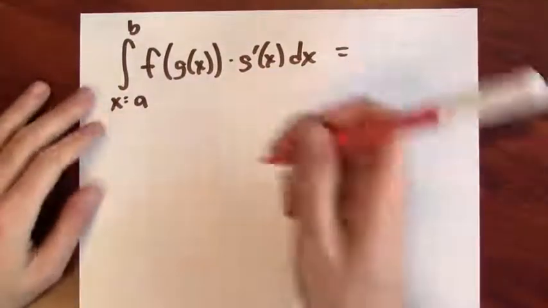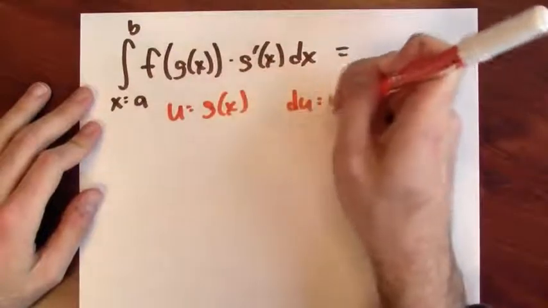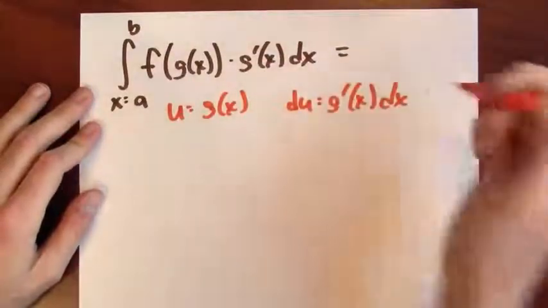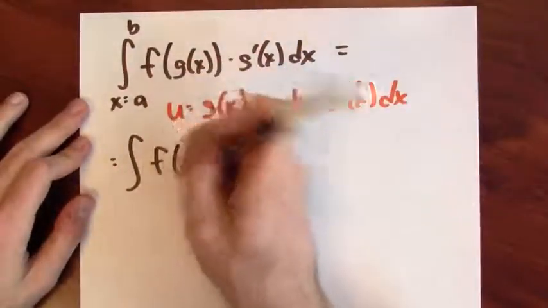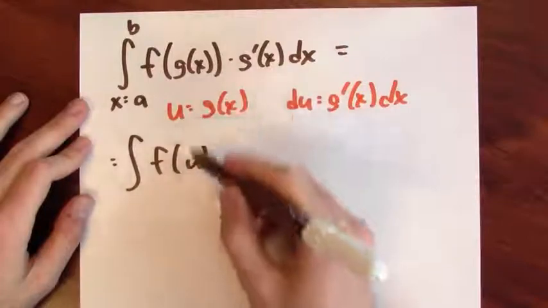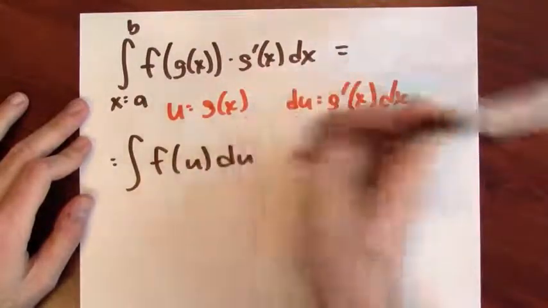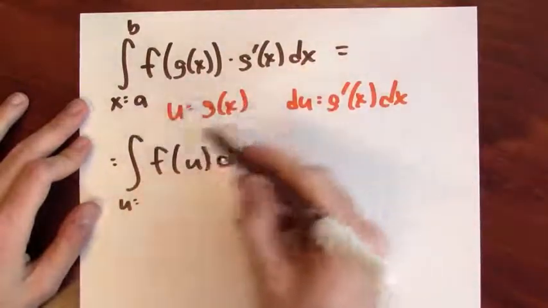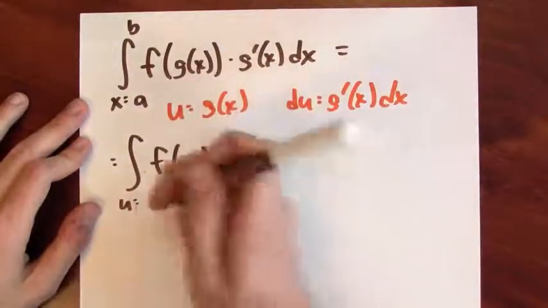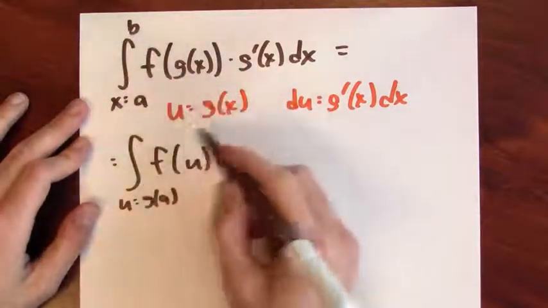Well, I can make a substitution. U equals g of x, so that du is g prime of x dx. And in that case, this integration problem becomes the integral of f of u, right? U is g of x, times this is du. But now I got to change the bounds of integration. When x is equal to a, u is g of a, and when x is equal to b, u is g of b.